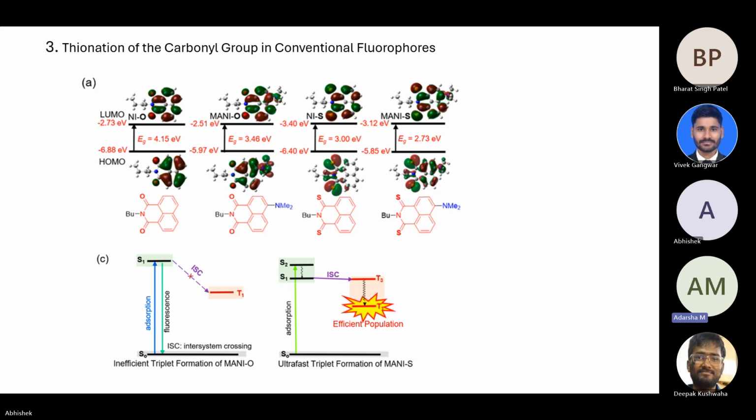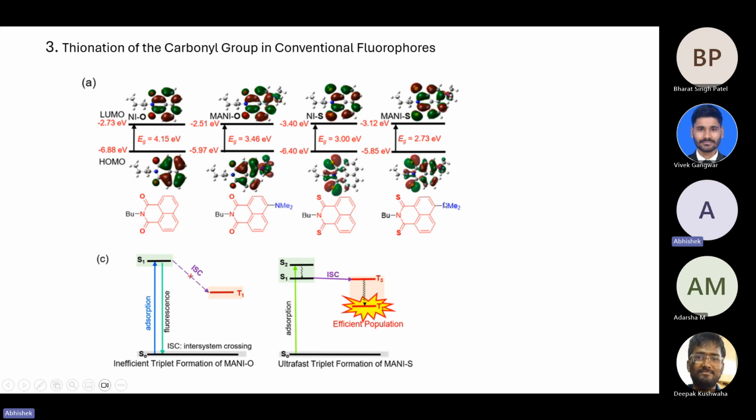So if you see the trend in this subset of four, there are two variations. One is oxygen to sulfur, and keeping the dimethylamine in the para position. With both factors applied on the last molecule, that has the least energy of excitation. So is it because of the wavelength control? Comparing oxygen to sulfur, it decreased from 4.15 to 3, and the dimethylamine also decreased the value. So applying both conditions here, that one has the least energy of excitation, right?